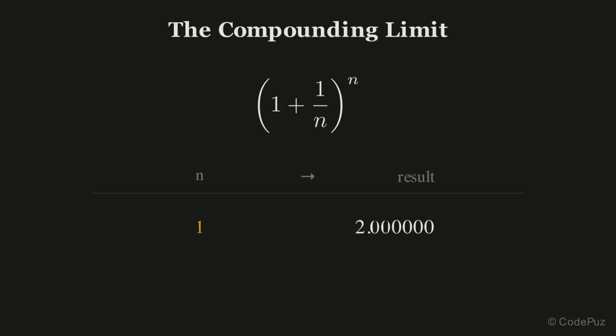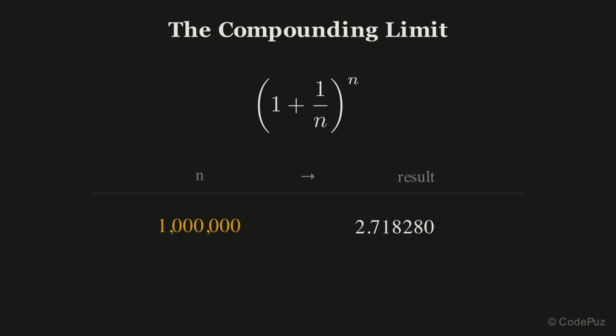What happens when you compound interest not once a year, not monthly, but every single instant? You might expect the answer to grow without limit. It does not. No matter how frequently you compound, the result approaches a ceiling.